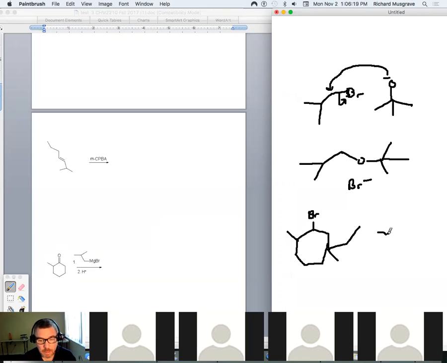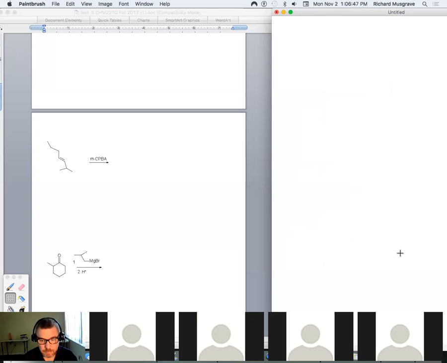Excellent. Okay, thank you. Yeah, this mCPBA one, this is one I would definitely not do the mechanism for either. But you have to be cognizant of the stereochemistry. If you've got a trans double bond like we have here, then we need a trans epoxide as the product. Does anybody have any questions?